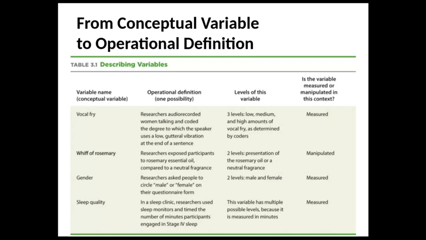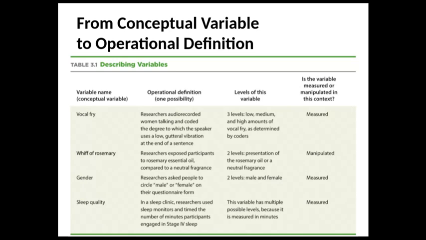Okay. So one possibility of an operational definition: researchers audio recorded women talking and coded the degree to which the speaker uses a low guttural vibration, aka vocal fry, at the end of a sentence. They could see how many times people used it at all. Specifically here, it was the end of a sentence. So, are there levels for this variable? We have 3 levels: low amounts, medium amounts, and high amounts of vocal fry as determined by people coding.